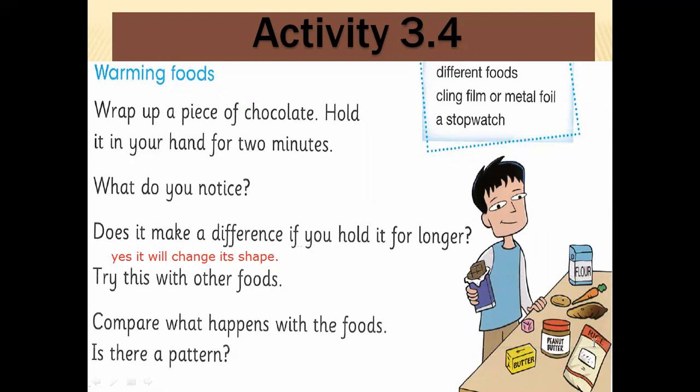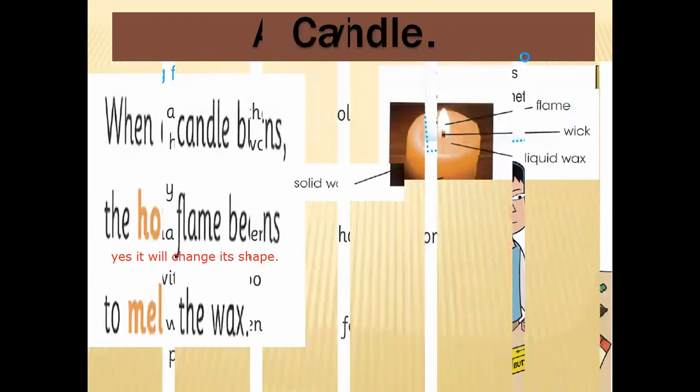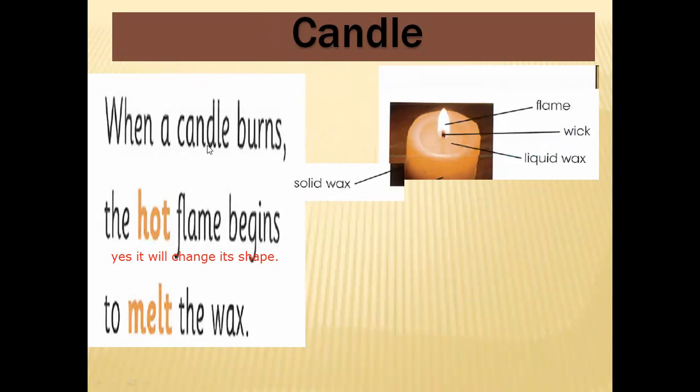Then we are going to study about candles. When a candle burns, the hot flame begins to melt the wax. Everyone knows that candles are made of wax. So when we put flame on the candle, what happens?